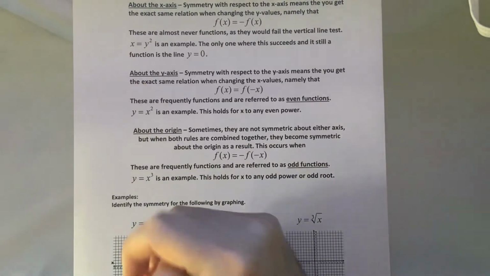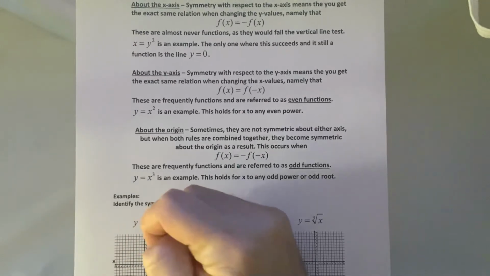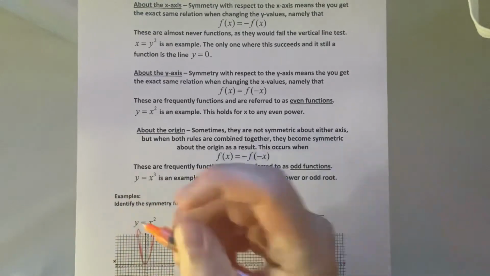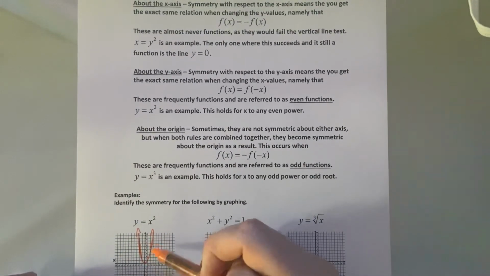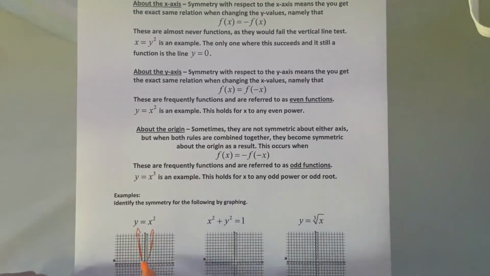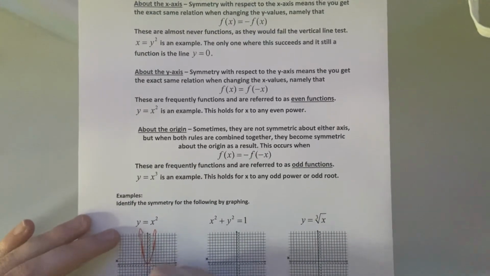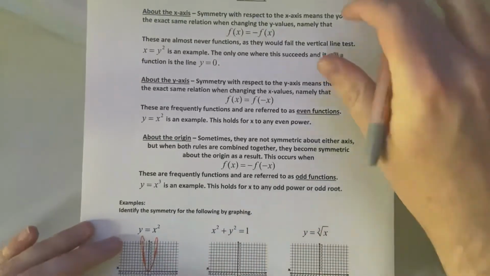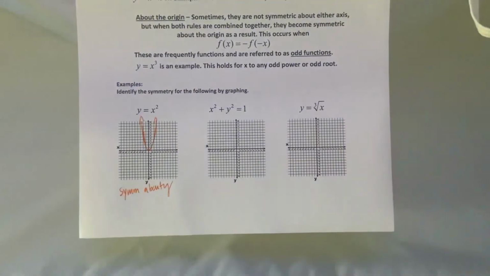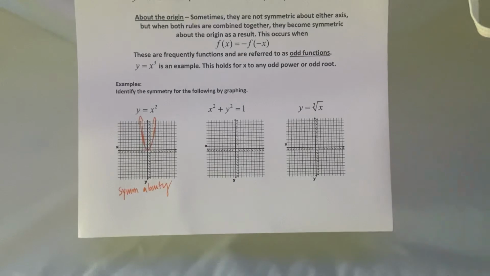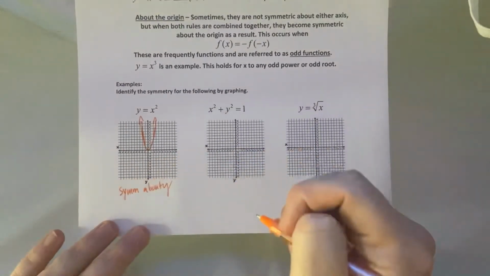Let's talk about y equals x squared, which we know to be the parabola. What kind of symmetry does it have? Is it reflectable across the x-axis? No, it'll be different. Y-axis? Yes. So it's got symmetry about y. Does it have symmetry about the origin? No. In order to be symmetric about the origin, you have to be symmetric about both y and x, or neither. So this is the only one it has.